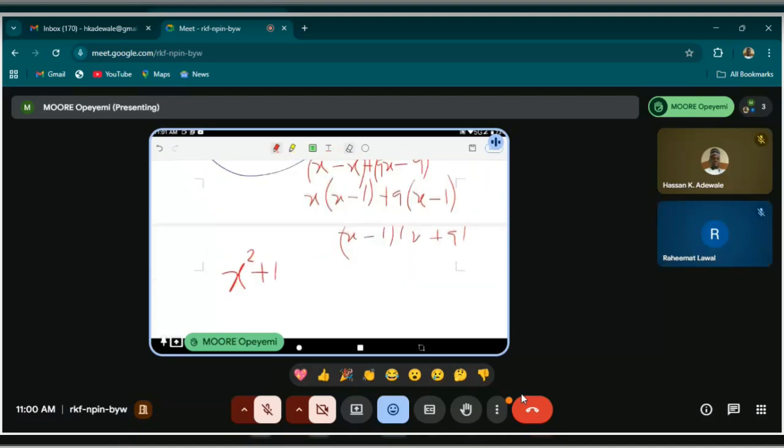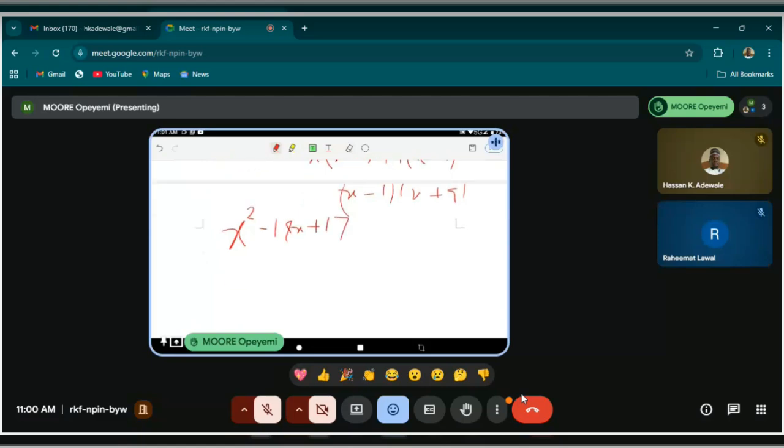X squared, oh, it's minus 18x plus 17. When we multiply this and this, we are going to have 17x squared. Now, the coefficient is 17. It is very obvious, what are the factors of 17? 17 is a prime number, so it can only have 1 and itself as factors. Any prime number you can think of has two factors, that is 1 and itself. So the factors of 17 will be 1 and 17.